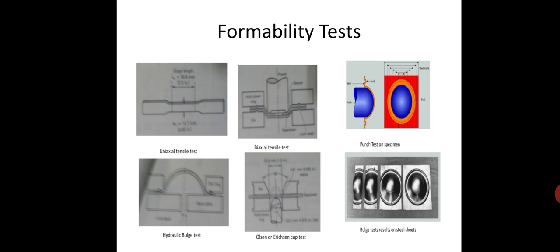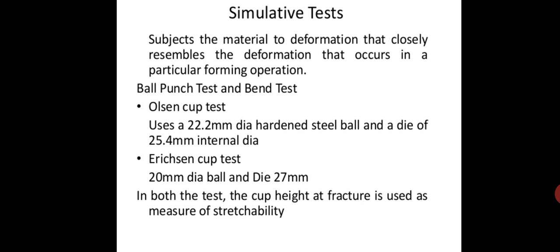The first one is the uniaxial tensile strength, and a punch test on the specimen, the hydraulic bulge test, and the Olsen and Ericsson cup test. Bulge test results on the sheet metals. Let's see one by one. Simulative test.